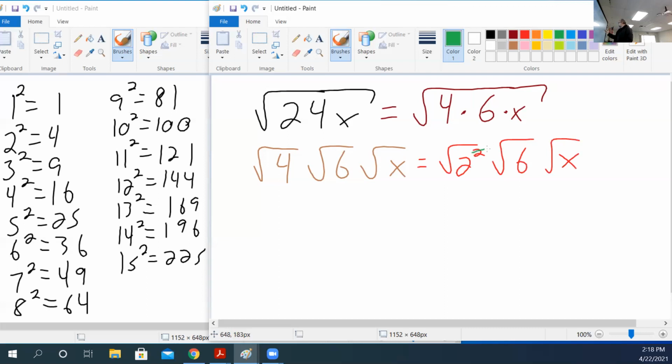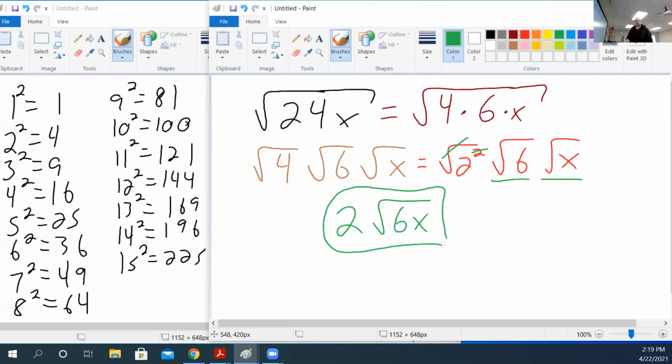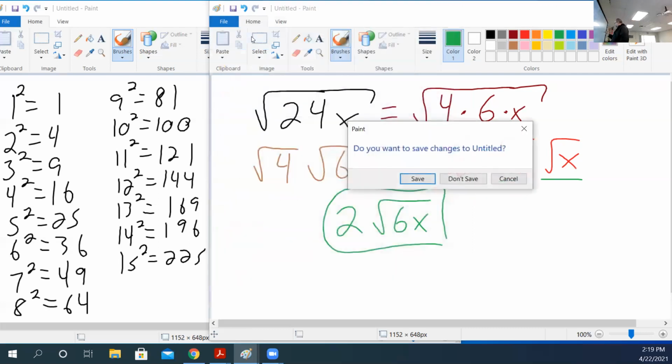And what you do is square cancels square root. So we're going to have 2 in the front. And we can't really reduce the root 6 or root x, right? So just put them back together. And that's your final answer, actually. So 2 times the square root of 6x. All right. Let's try another one.